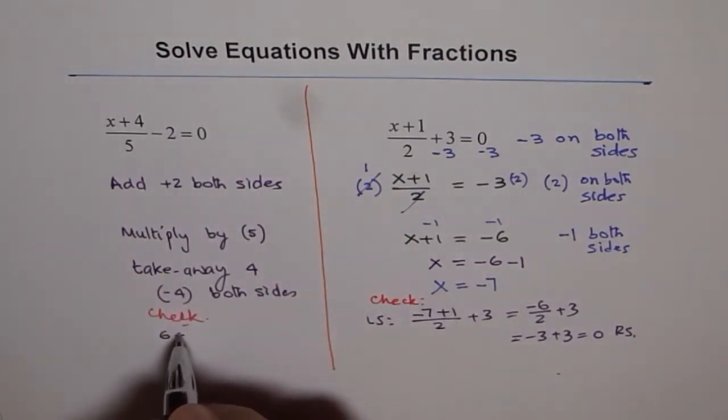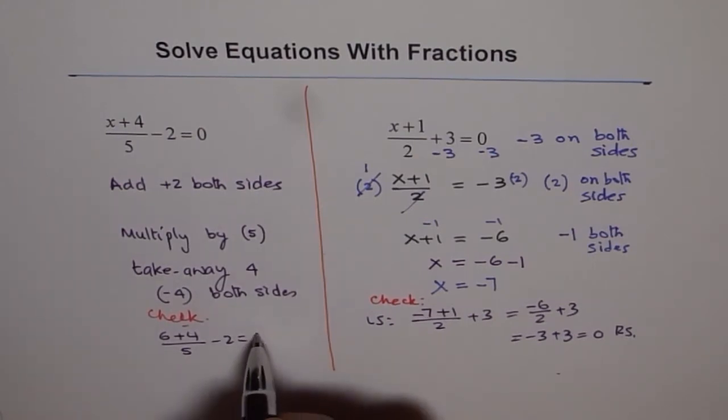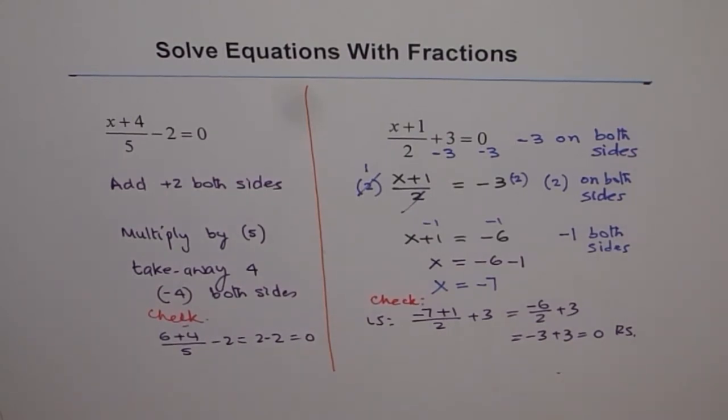So (6 plus 4) divided by 5 minus 2. 6 plus 4 is 10. 10 divided by 5 is 2. 2 minus 2 is 0. Correct. So 6 is the right answer. So that is how you're going to do it.